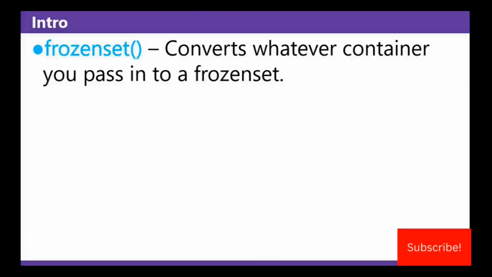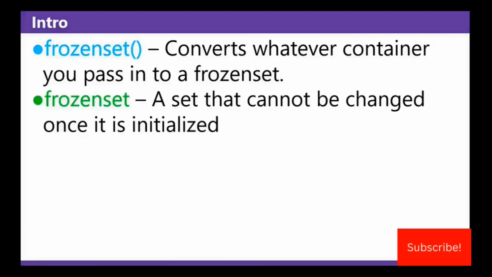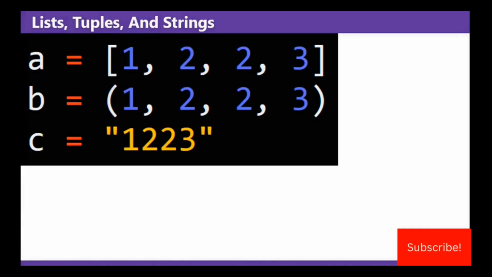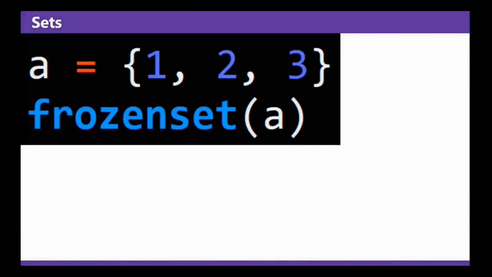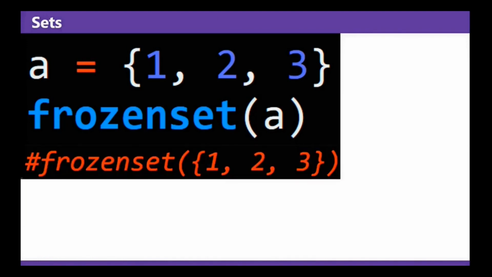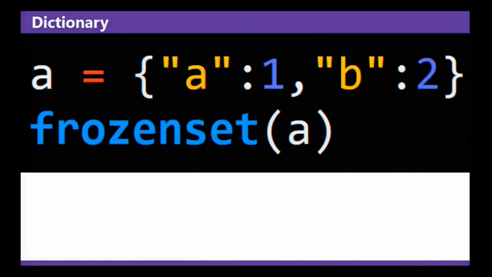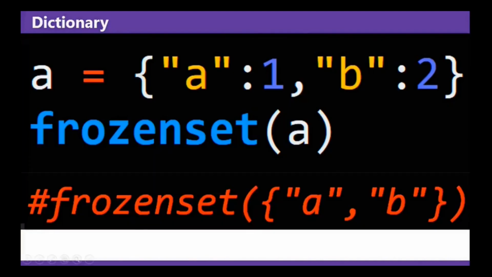The frozenset function in Python converts whatever container you pass into a frozen set. A frozen set is a set that cannot be changed once it is initialized. Lists, tuples, and strings all work similarly when passed into the frozenset function. It removes duplicates, but other than that, has every item from the original structure in it. Sets are your whoop-de-doo example. They convert the already existing set to a frozen set, so all this does is make it impossible to change the set moving forward. Finally, passing in a dictionary makes a frozen set of keys.